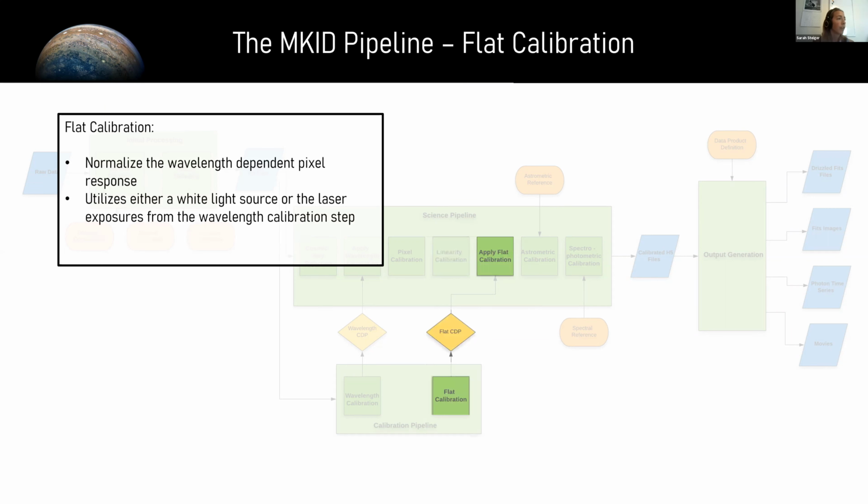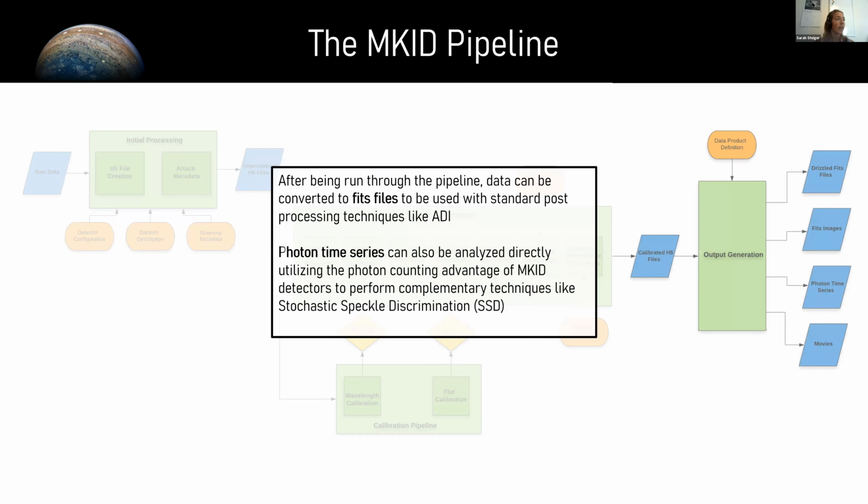Next is a flat calibration. The difference between our flat calibrations and a more standard flat calibration is that ours is wavelength dependent, so we need to determine what that flat weight is as a function of wavelength. And then finally, you end up with your output files. The MKID pipeline can either output FITS files that can be used with standard post-processing techniques like angular differential imaging, ADI, or SDI. You can also output photon time series directly, which is useful for complementary techniques like stochastic speckle discrimination that I'm going to get to in these last couple of minutes that I have.